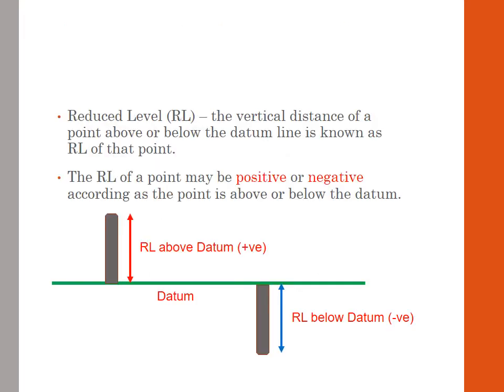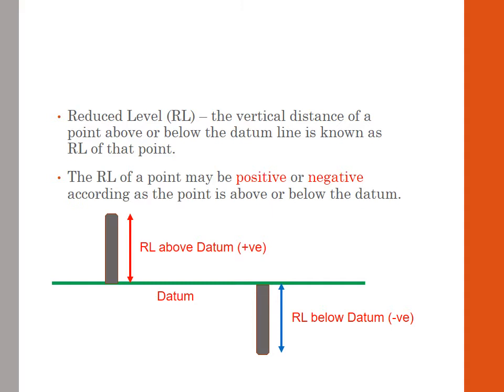The next term is a very important term called reduced level. If you see the image given below, there is a green line which is called the datum line. That is our reference line. From the datum line there is a red arrow and also a blue arrow. The red arrow is just above the datum line and the blue is just below it. Both are vertical distances. Red is measured above the datum line and blue is measured below the datum line. So the vertical distance measured above or below the datum line is called the reduced level.